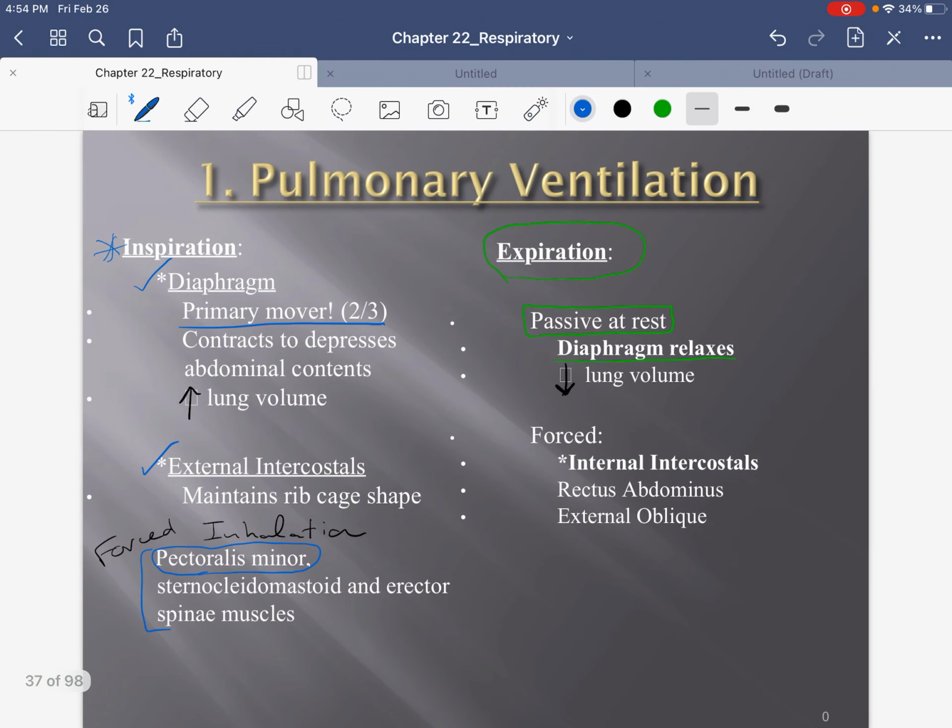What if I want to do forced exhalation? I'm just going to contract additional muscles so I can lower the lung volume even more. I'd like you to know just one example. And be careful, because we had the external intercostals, which contracted during inhalation at rest. But here, we have the internal intercostals that will contract during forceful exhalation.